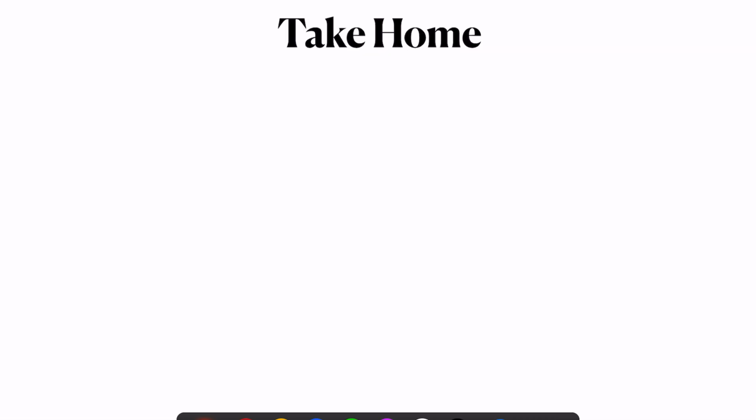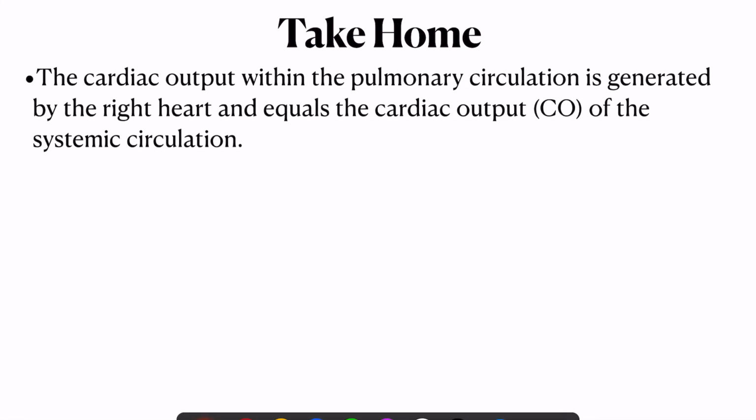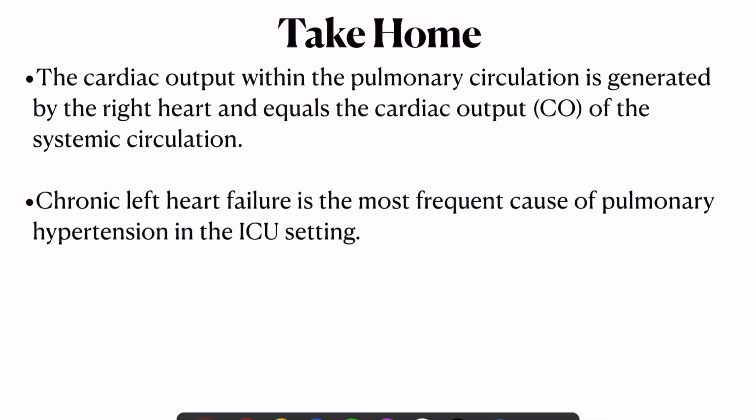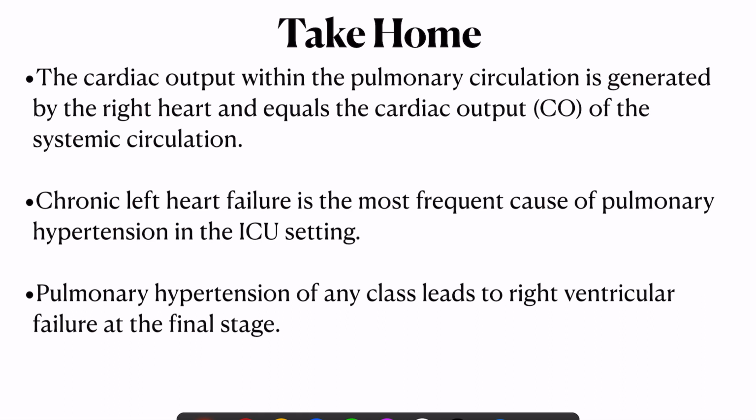So the take-home message is, the cardiac output within the pulmonary circulation is generated by the right heart, and it is equal to the cardiac output of the systemic circulation. So whatever is coming out from the left ventricle has to be equal to the right ventricle. Chronic left heart failure is the most frequent cause of pulmonary hypertension in the ICU settings. Now, pulmonary hypertension of any class leads to right ventricular failure in the final stages.